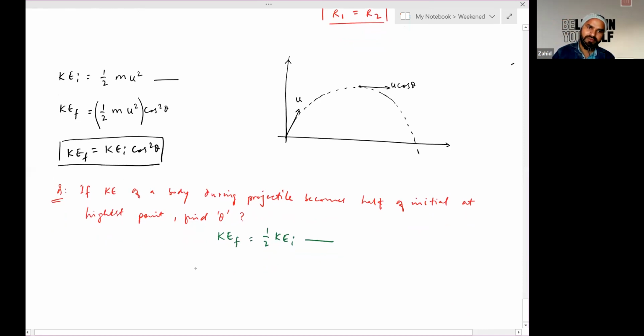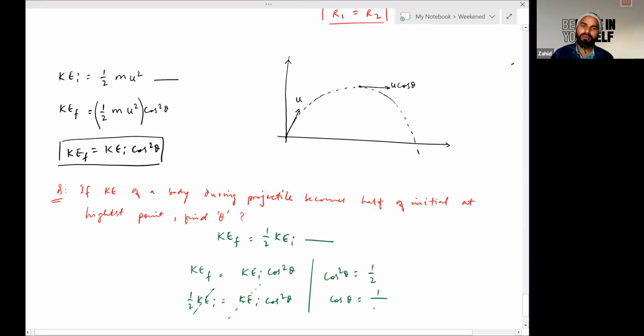If you put this value in this above expression, you will get kinetic energy final equals kinetic energy initial times cos square theta. As kinetic energy final is half of initial kinetic energy, it will be half times cos square theta. This term and this term will cancel out. So you will get cos square theta equals 1 by 2. So cos theta will be 1 by root 2. So theta will be just 45 degrees.